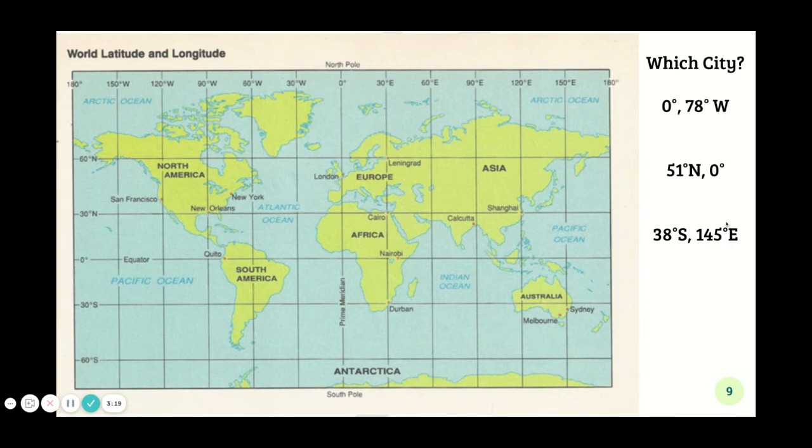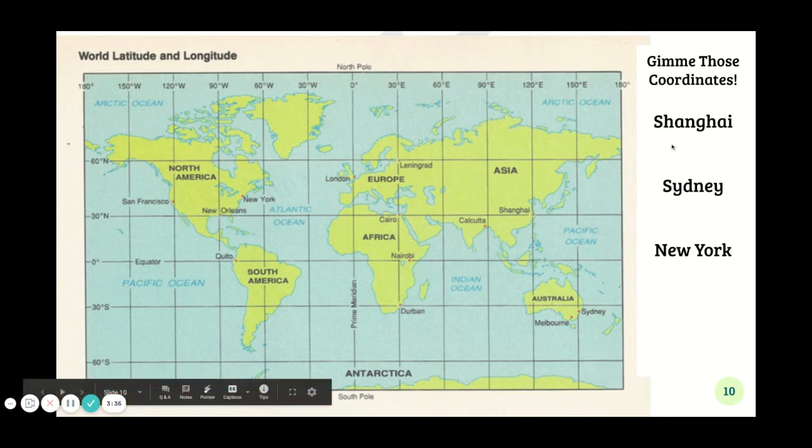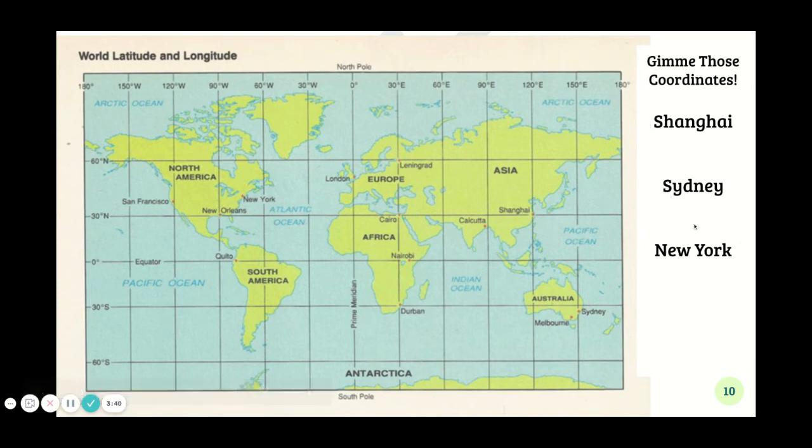All right, if you send me an email, let me know what city is at 38 degrees south and 145 degrees west or east. I would be thrilled. Zamila, I know that you're watching, so please do that. Okay, you did great with that yesterday. I'll send you an email back this morning, okay? So then go ahead and practice giving me the coordinates for Shanghai, Sydney, and New York as well.